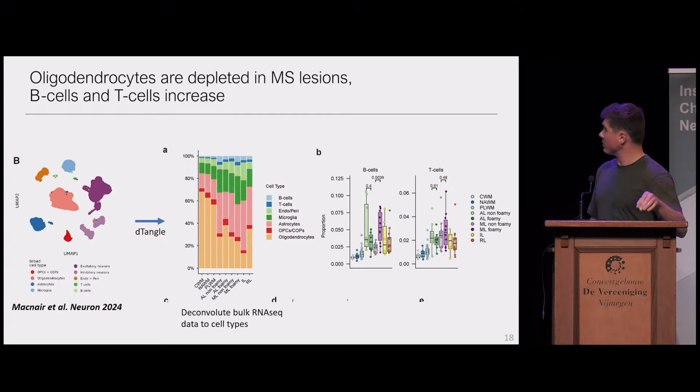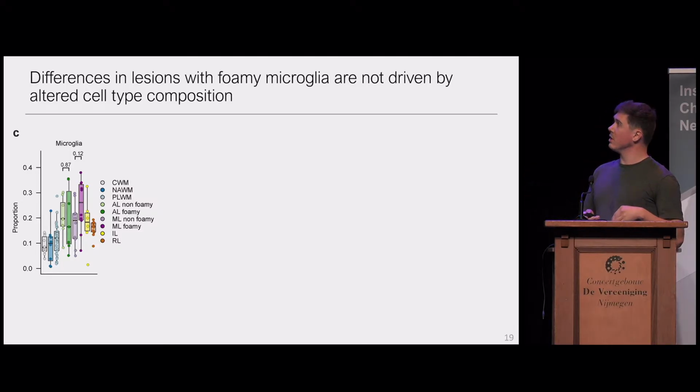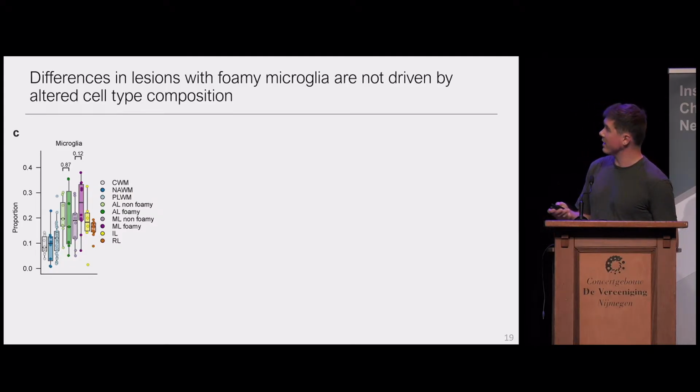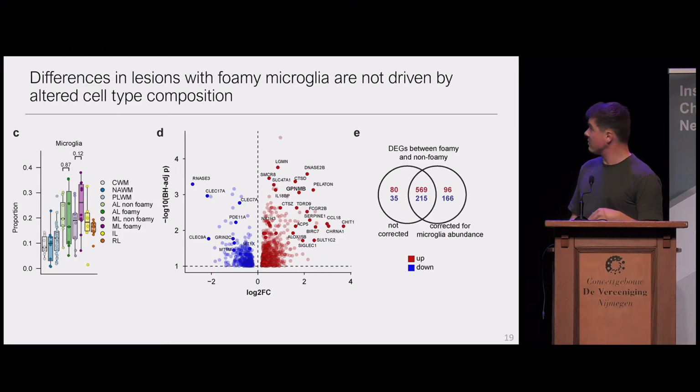But now we're focusing mainly on the microglia, and although microglia are increasing from roughly 10% to 20 to 30% in lesions, there's no significant difference between foamy and non-foamy microglia containing lesions. And if we correct our analysis for the number of microglia, we see that most of the significantly altered genes between foamy and non-foamy containing lesions remain the same, which suggests that it really is expression by the microglia themselves, not just the cell type composition itself.